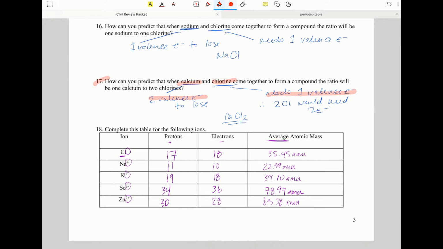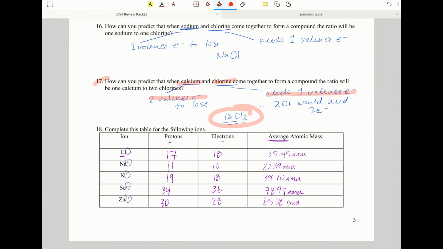Each chlorine would need to take 1, so the ratio of calcium to chlorine would be 1 calcium for every 2 chlorines. Does that make sense? And that's really how all ionic compounds are formed, in the give and take and the balance of that. As in, metals will have a certain number of electrons to give, nonmetals will need a certain number, and the formula is going to be based on whatever the ratio is to distribute the electrons equally.